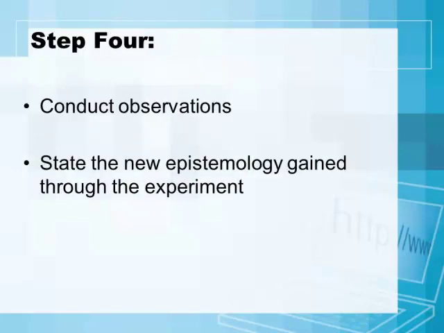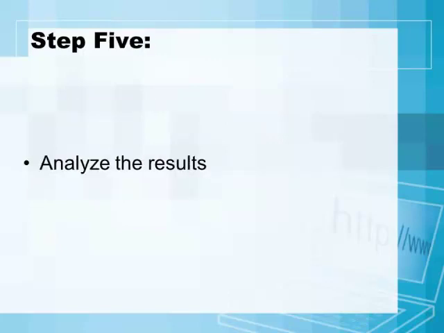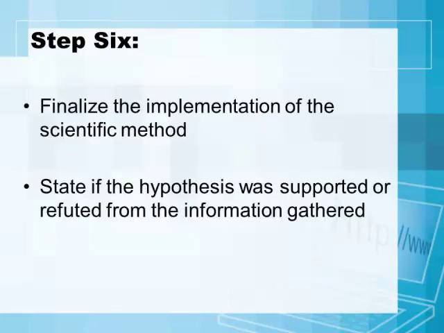Fourth, I will conduct observations in order to state the knowledge that I have gained throughout the experiment. Fifth, I will analyze the results of my research and or study. And step six, to conclude, I will finalize the implementation of the scientific method by stating whether or not my original hypothesis was supported or refuted by the information gathered.